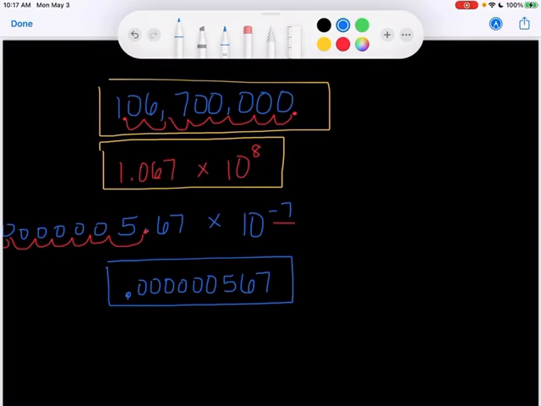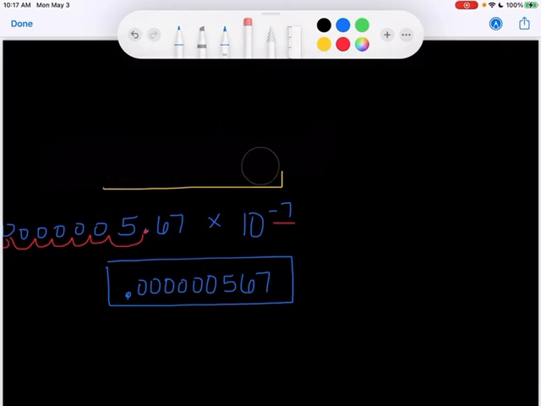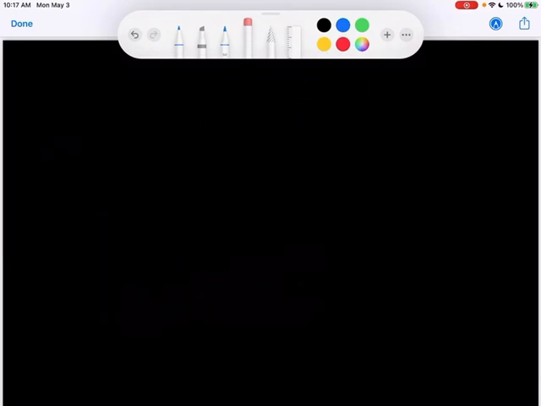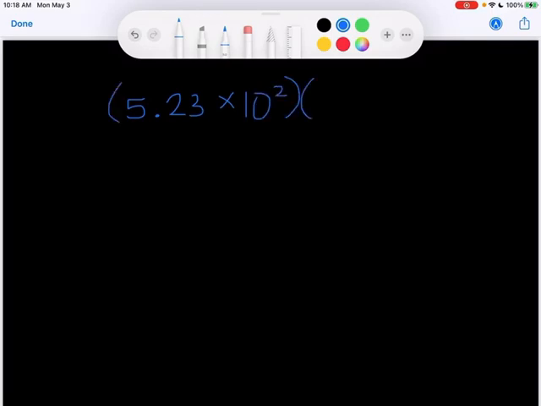You also need to know how to multiply and divide when you have numbers in scientific notation. Let's look at an example of that. So let's say we have 5.23 times 10 squared, or 10 to the second, times 1.41 times 10 to the negative 8.